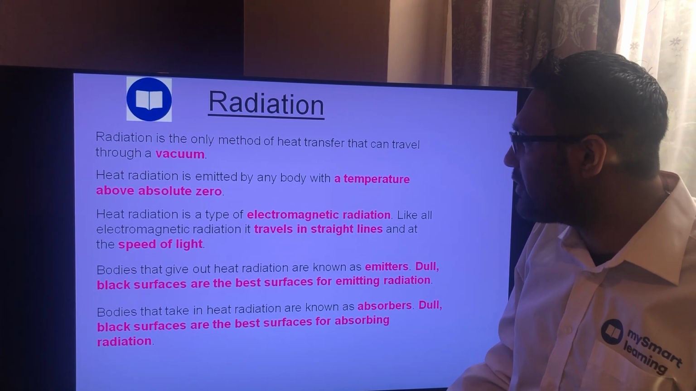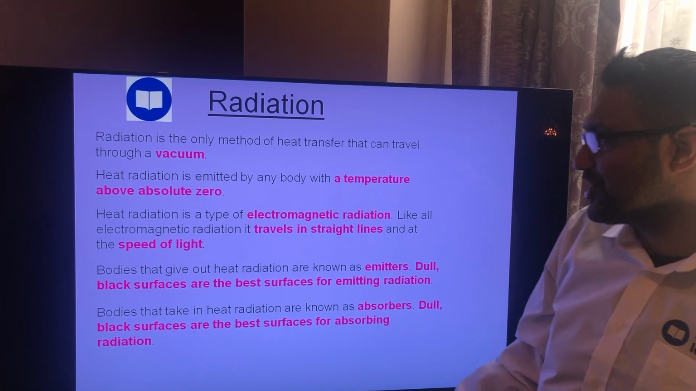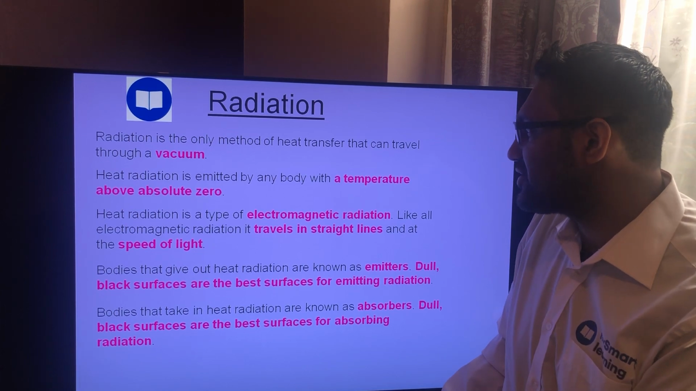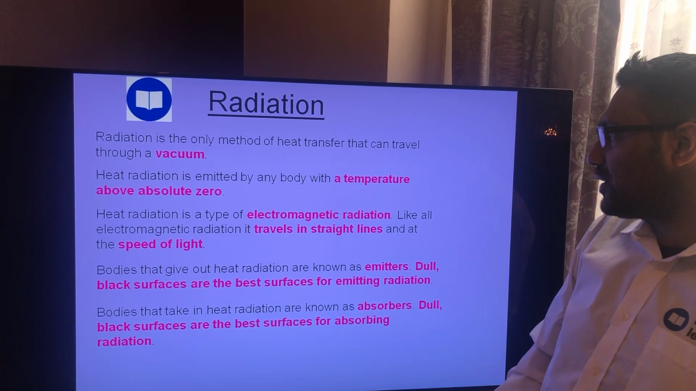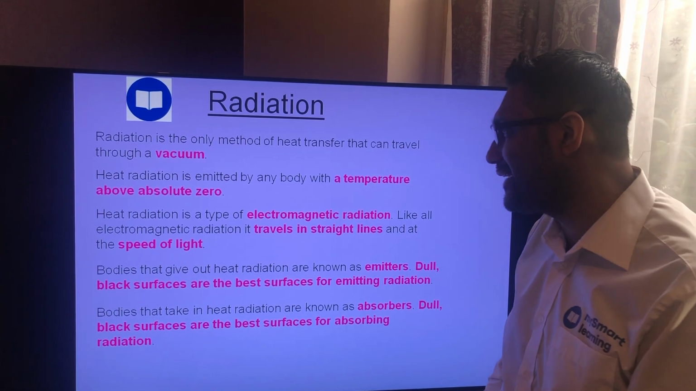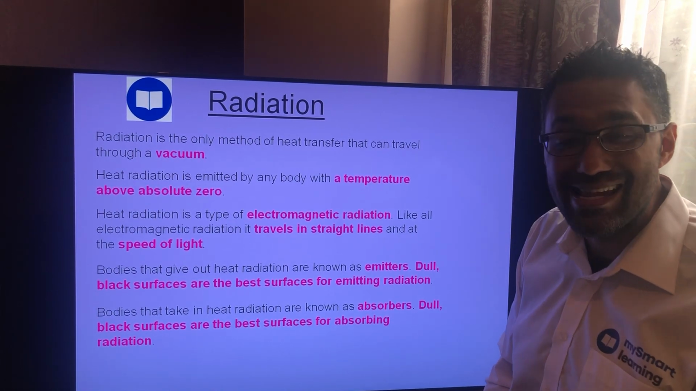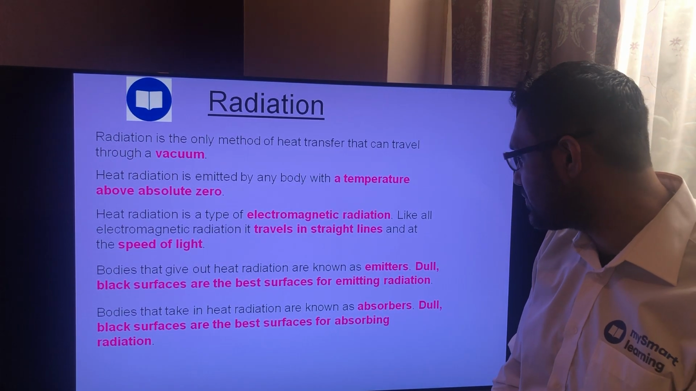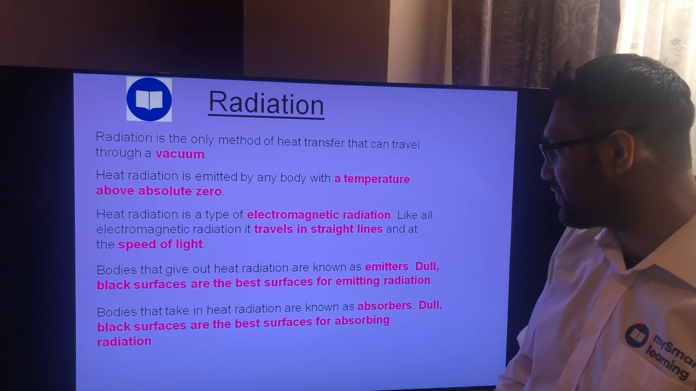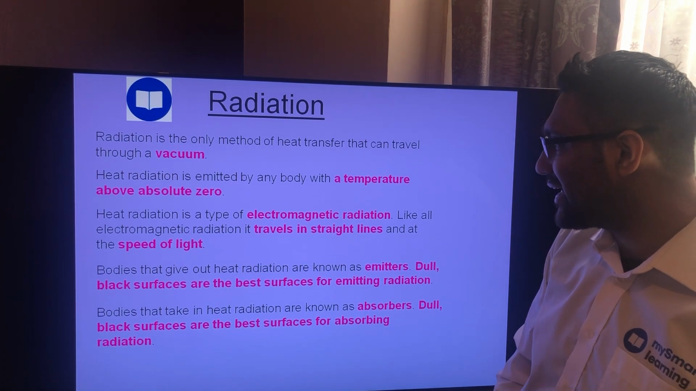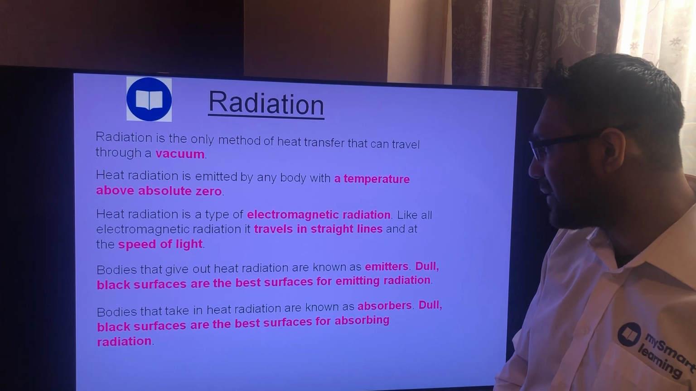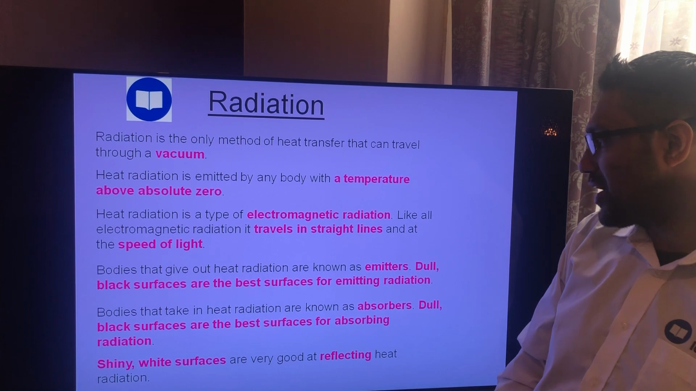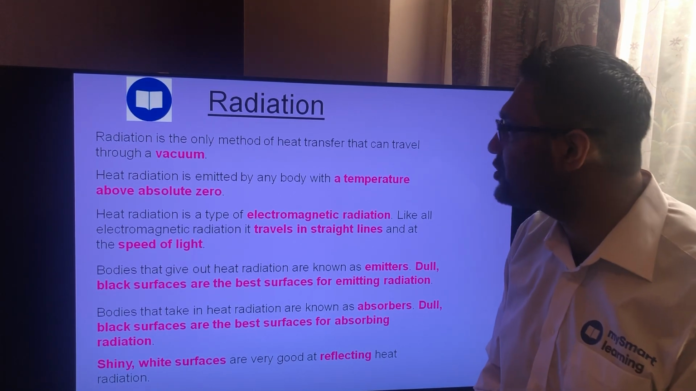So heat radiation is emitted by any body with a temperature above absolute zero, which is 0 Kelvin or minus 273 degrees Celsius. Heat radiation is a type of electromagnetic radiation, like I said. Like all EM radiation, it travels in straight lines and at the speed of light. That's 300 million meters per second. Bodies that give out heat radiation are known as emitters. Dull black surfaces are the best surface for emitting radiation. Bodies that take in heat radiation are known as absorbers. Dull black surfaces are the best surfaces for absorbing radiation. Shiny white surfaces are very good at reflecting heat radiation.